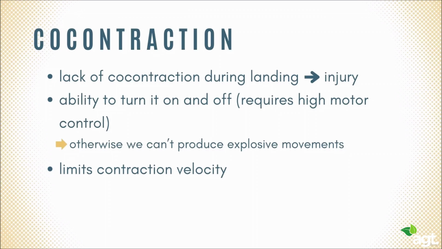If we would always be co-contracting, we wouldn't be able to produce explosive movements, because you can imagine if the antagonist and the stabilizing muscles are active, they kind of slow down, they pull in the opposite direction as the agonist. Thus, we have a limited contraction velocity, since our muscles are working against each other, and the antagonist and the stabilizers, they're slowing the agonist down. During all explosive movements like jumps or sprints, we have to be able to turn off co-contraction, but then when we land, abruptly turn it on again.